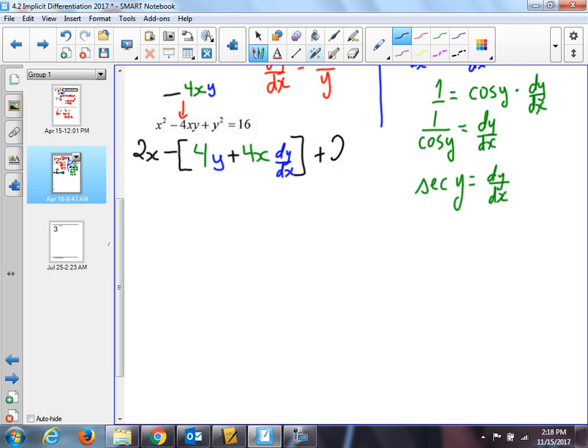Y squared, so 2y, it doesn't match though, so dy by dx equals 0. Don't forget the equals 0, it's an equation, it has to equal something.